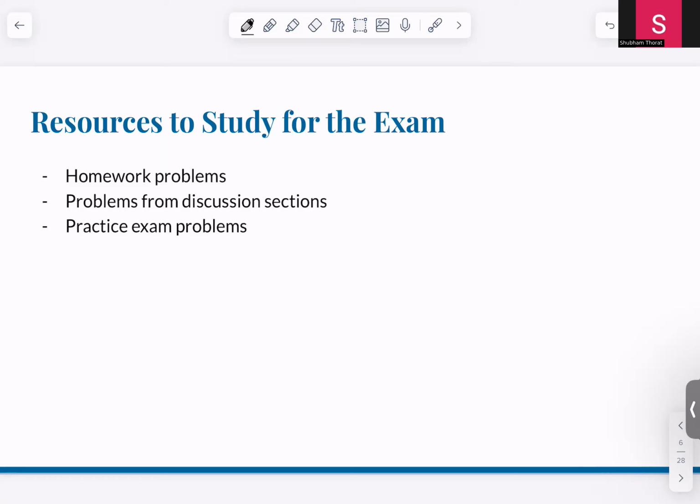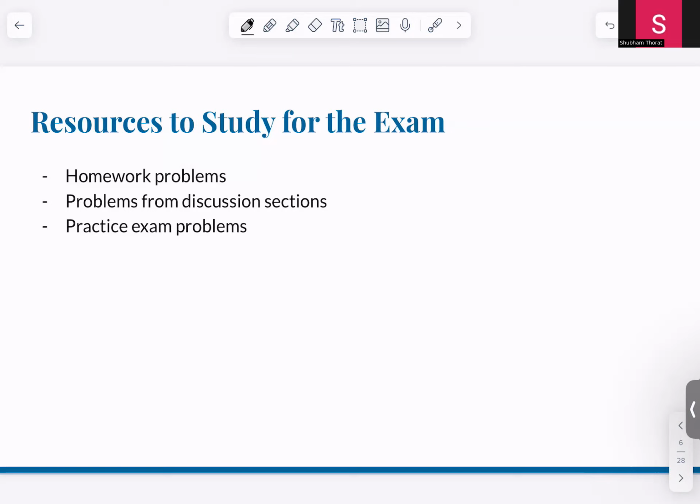Okay, we also have shared these practice exam problems with you guys. So the difficulty of the exam is going to be pretty similar to these practice problems, though it is not going to be as lengthy as the practice problems, I guess, but you can count on the difficulty. So any questions till now?